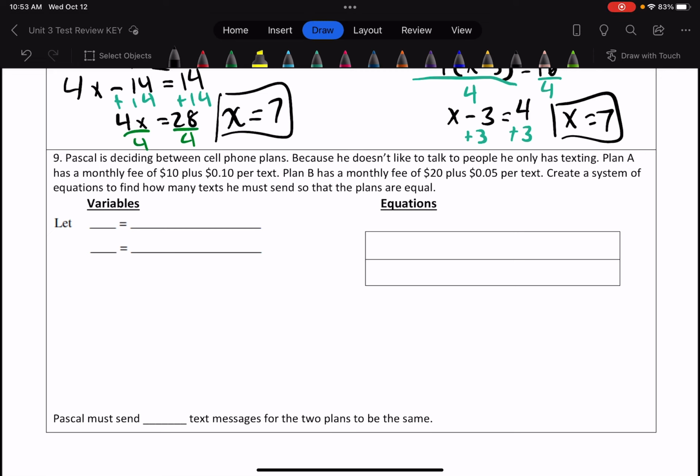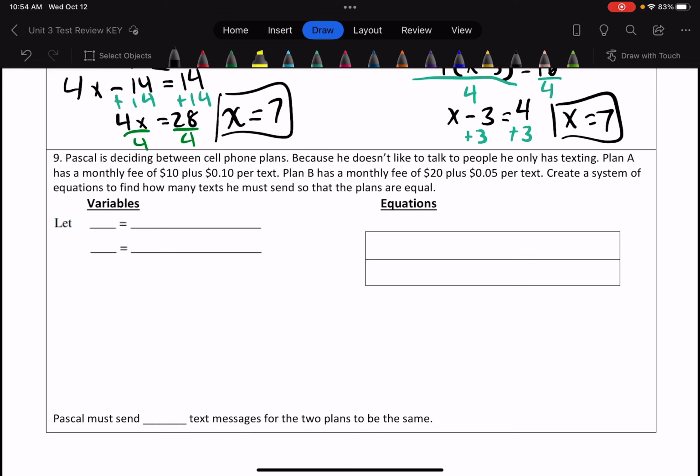It says Pascal is deciding between cell phone plans. Because he doesn't like to talk to people, he only uses texting. Plan A has a monthly fee of $10 plus 10 cents per text. And then Plan B has a monthly fee of $20 and then a 5 cents charge per each text. We want to create a system of equations to find out how many texts you must send so that the plans are equal. So instead of saying that our unknowns are Plan A and Plan B, we're not going to do that because we know the values used in Plan A and we know the values used in Plan B.